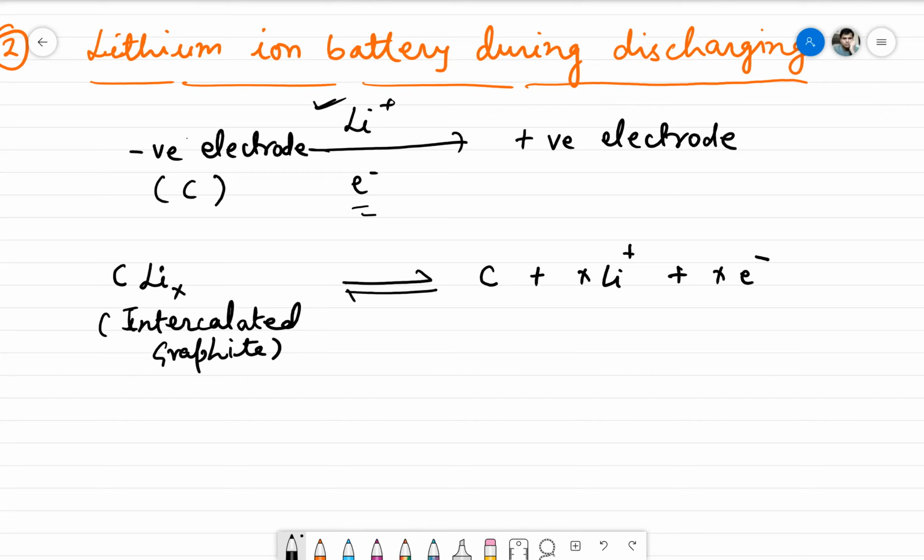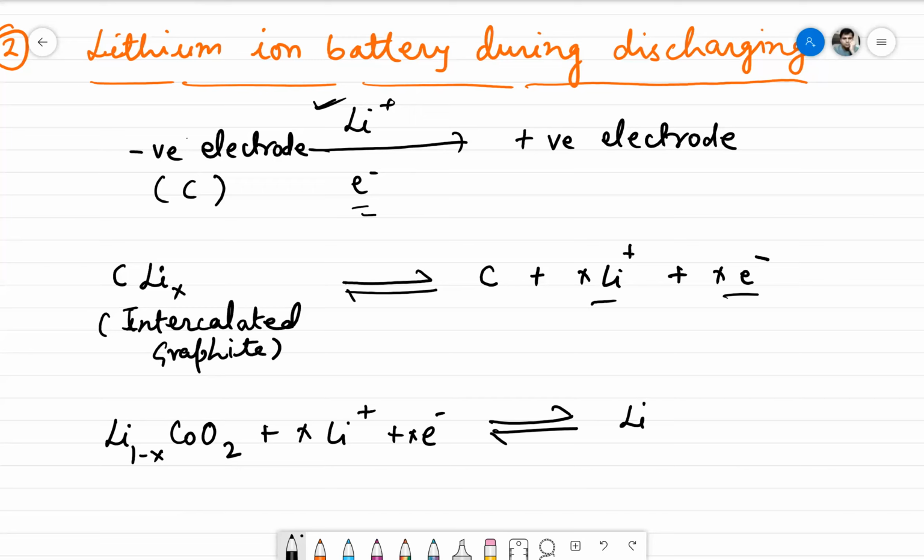Now these lithium ions and electrons combine at the positive electrode. During charging its composition was changed to lithium 1 minus X cobalt oxide, and all the lithium ions coming from the negative electrode combine here, and we get back our original lithium cobalt oxide, and carbon back.